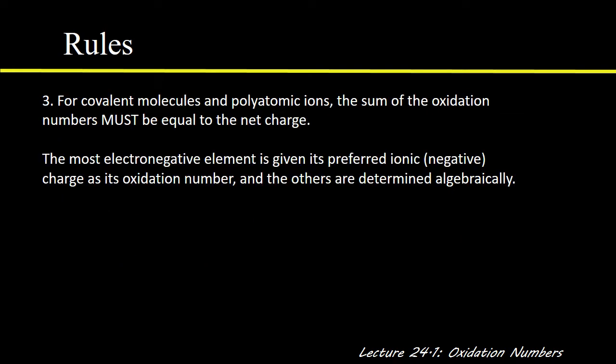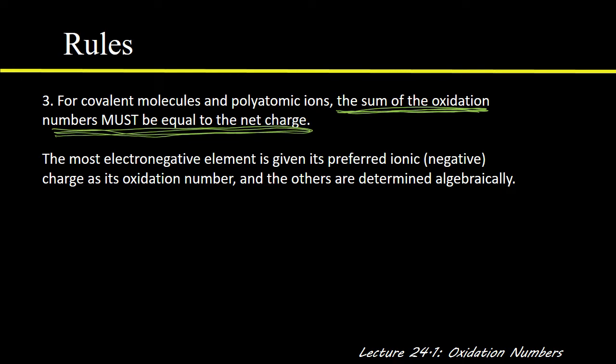Okay, so here's where it gets a little bit interesting. For things with more than one atom or more than one element in the same molecule, or polyatomic ions. So this would be for molecules and polyatomic ions. The super important rule is that the sum of the oxidation numbers must be equal to the net charge. Okay? If you've got a neutral molecule, that means the sum of the oxidation numbers is 0. If you have a polyatomic ion, then the sum of the oxidation numbers is that net charge.